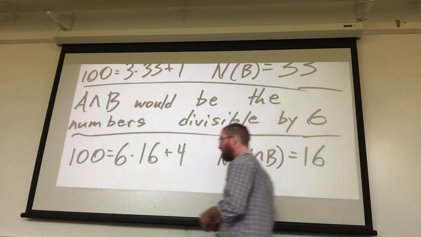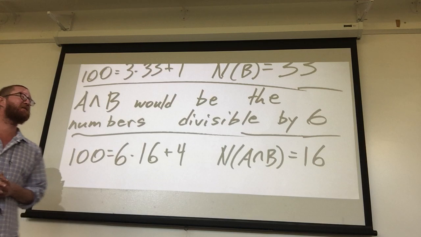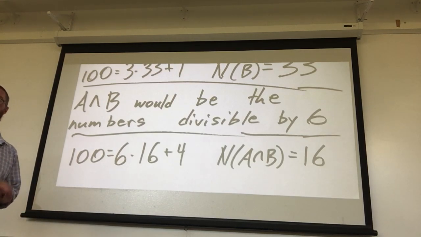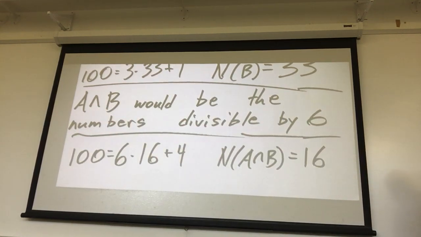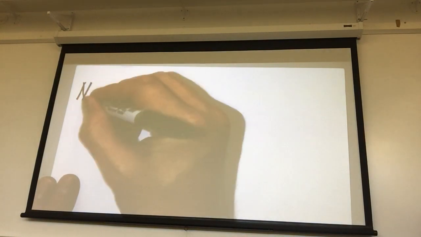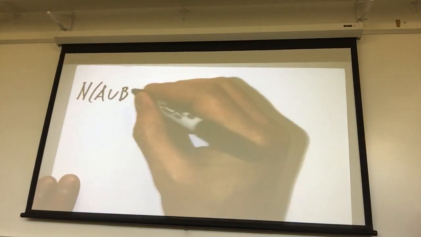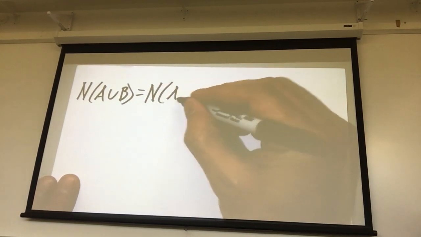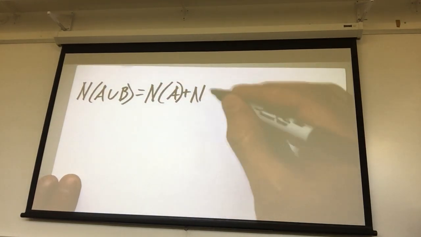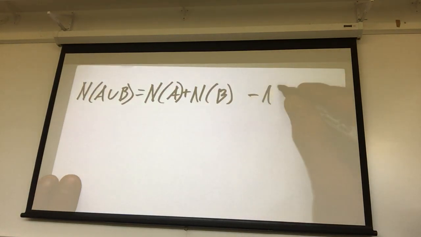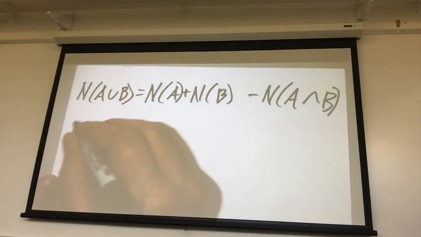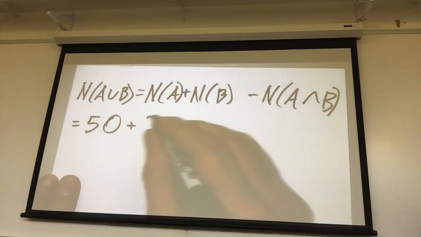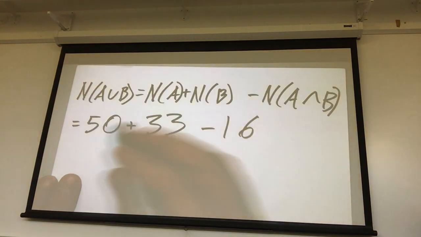Okay, so those would be numbers that are divisible by both 2 and 3. Remember, intersection is our "and" statement. So to get the answer to this problem, we need to say the number of elements of A union B equals the number of elements of A plus the number of elements of B minus the number of elements of the intersection of A and B, which equals 50 plus 33, and then we subtract 16.